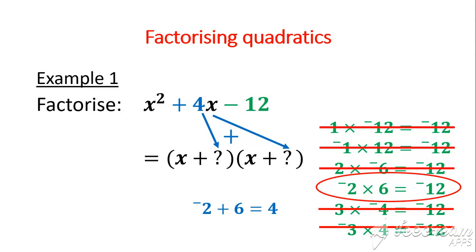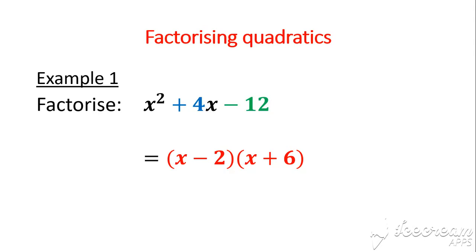So we know that negative 2 times 6 gives us negative 12, which is what I want. And negative 2 plus 6, or 6 minus 2, gives us positive 4. So that's the pair I want, so I can put them in the brackets. I'm going to have a minus 2 in one bracket, and a plus 6 in the other. Right, that's it. I've factorized it, and I've come up with my solution.